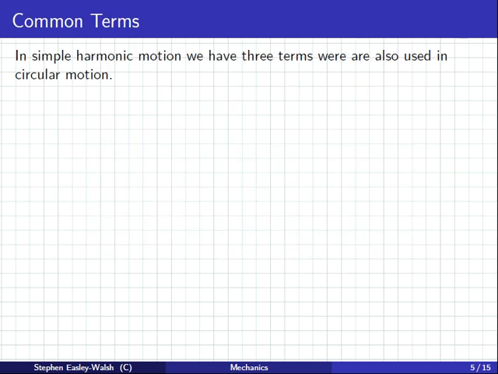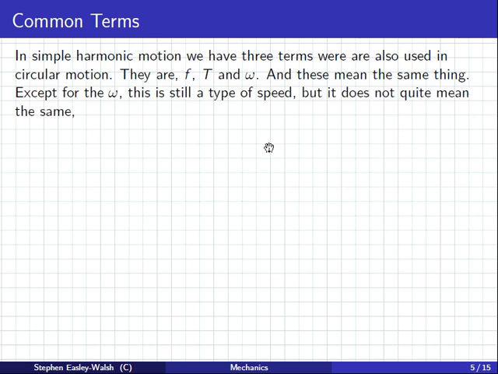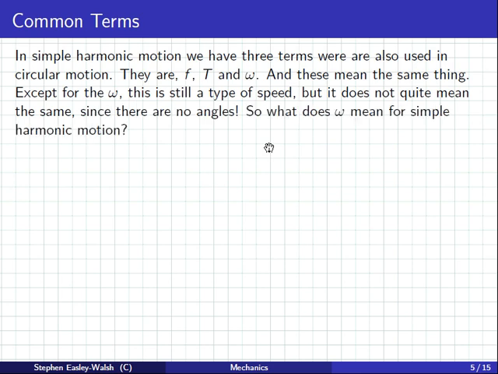There are three terms in simple harmonic motion that are also in circular motion. They are frequency. It has the same meaning. You remember frequency? T also has the same meaning. And interestingly, omega, which has a different meaning, because it's still a speed, but we might say, what does it mean? Because the simple harmonic motion is not moving in a circle, there's no angles.